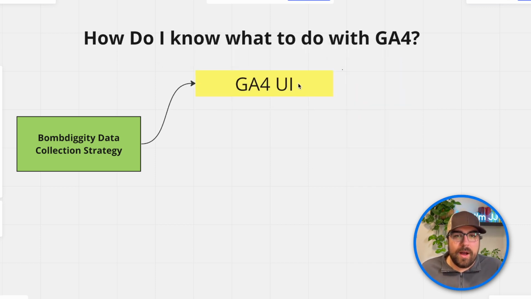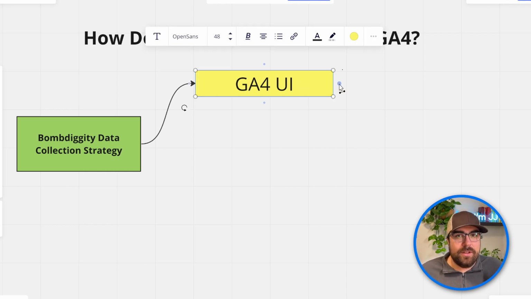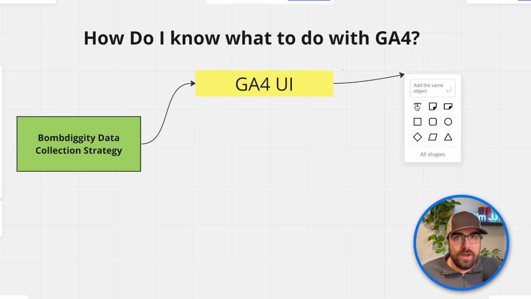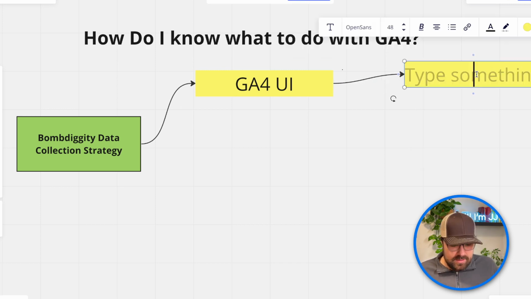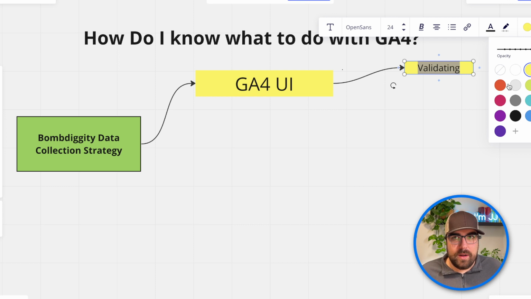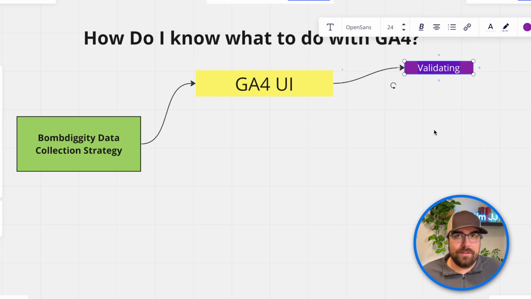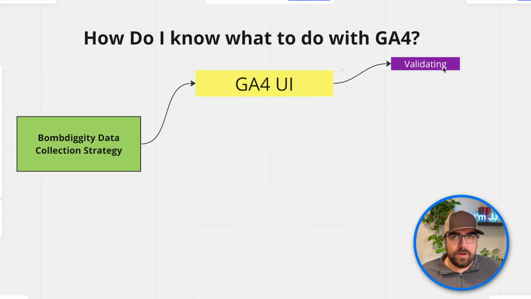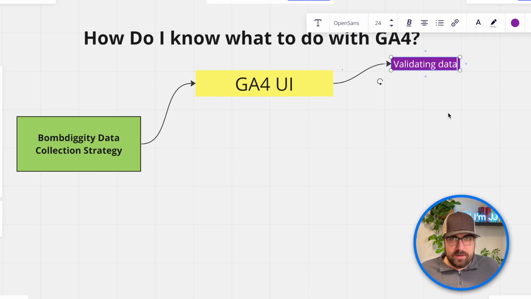The GA4 UI is good for a few things. If you're a small team and you just need answers quick, you need bespoke answers to your questions, or you are validating data that you're sending to BigQuery. So let's write those down really quickly. You are validating. Let's make this a little smaller. It's not as important here. We'll go with, I don't know, purple and white. Obviously, you can tell my color schemes are on point. So validating data is one use, right?